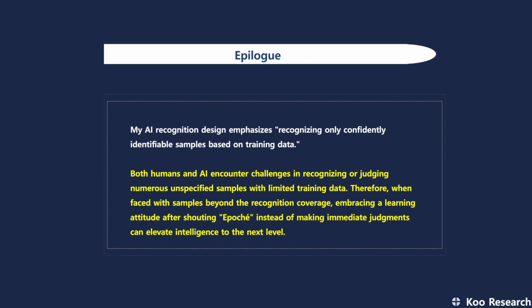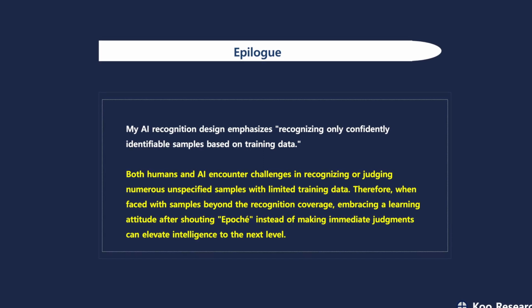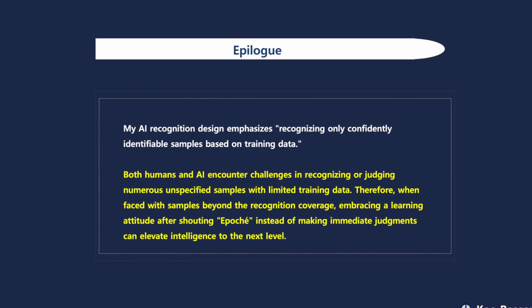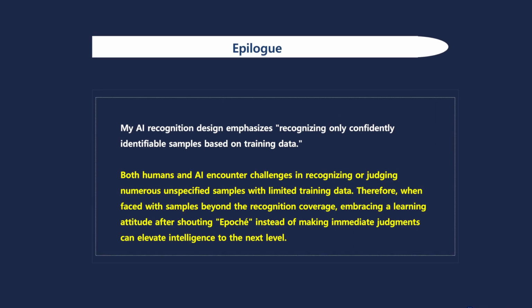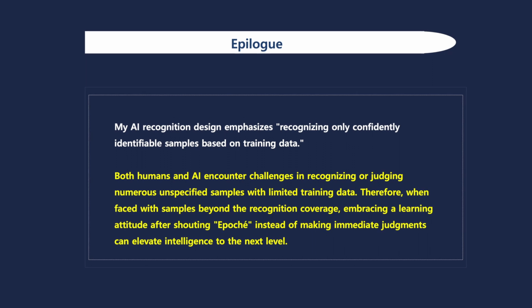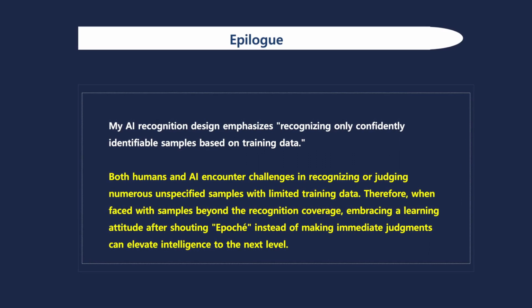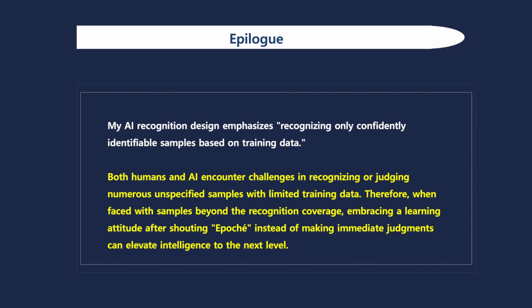Epilogue. My AI recognition design emphasizes recognizing only confidently identifiable samples based on training data. Both humans and AI encounter challenges in recognizing or judging numerous unspecified samples with limited training data. Therefore, when faced with samples beyond the recognition coverage, embracing a learning attitude after shouting "epoch," instead of making immediate judgments, can elevate intelligence to the next level.